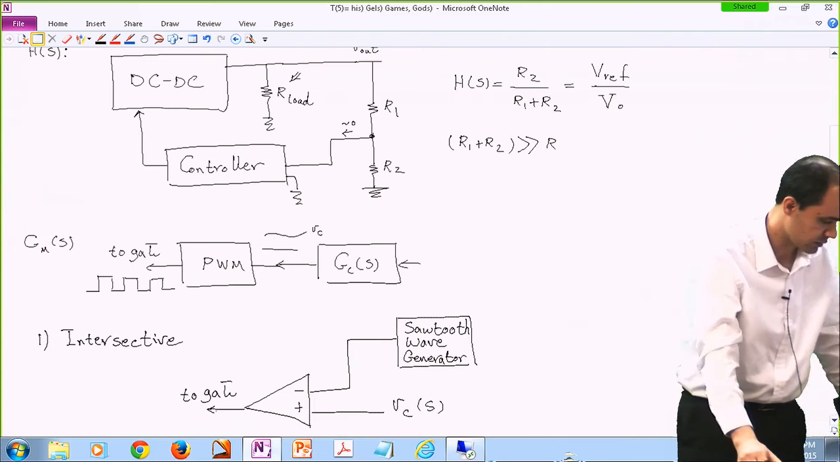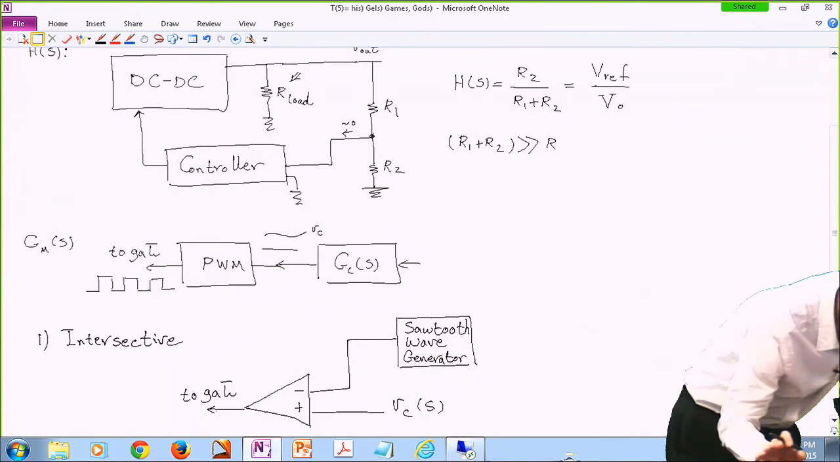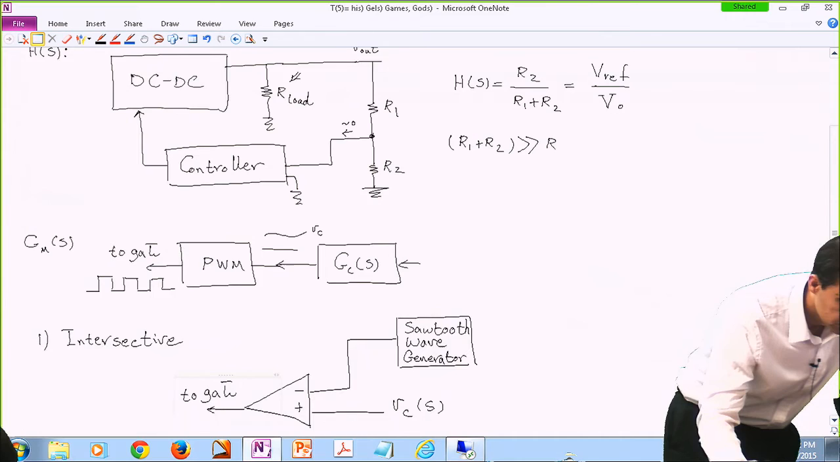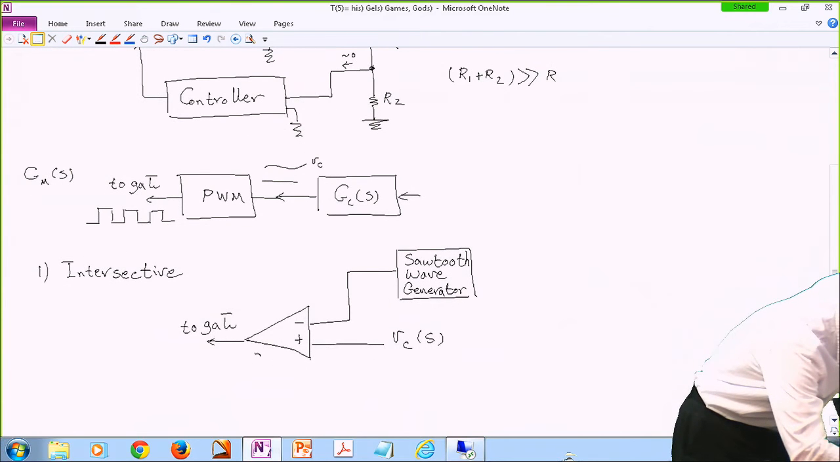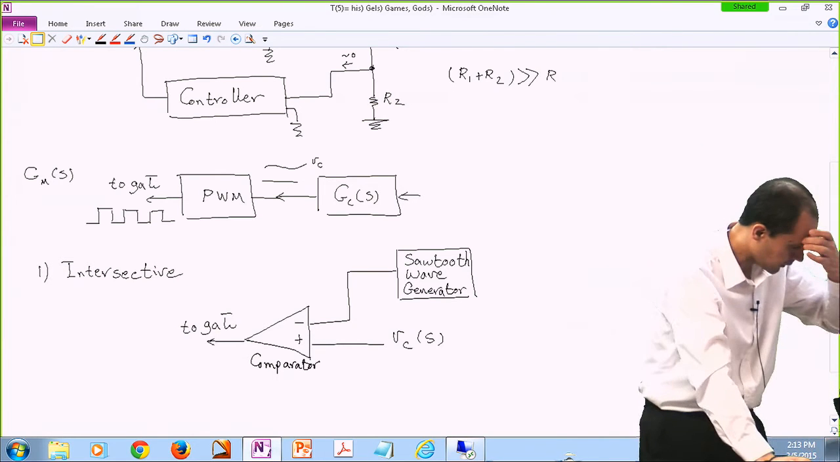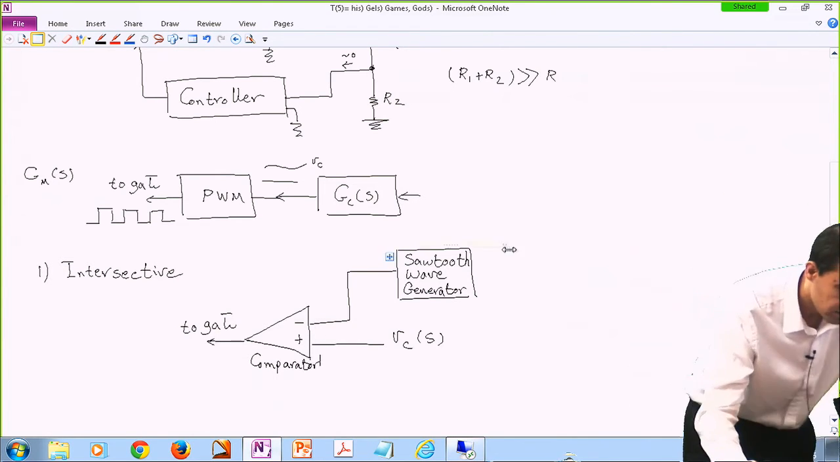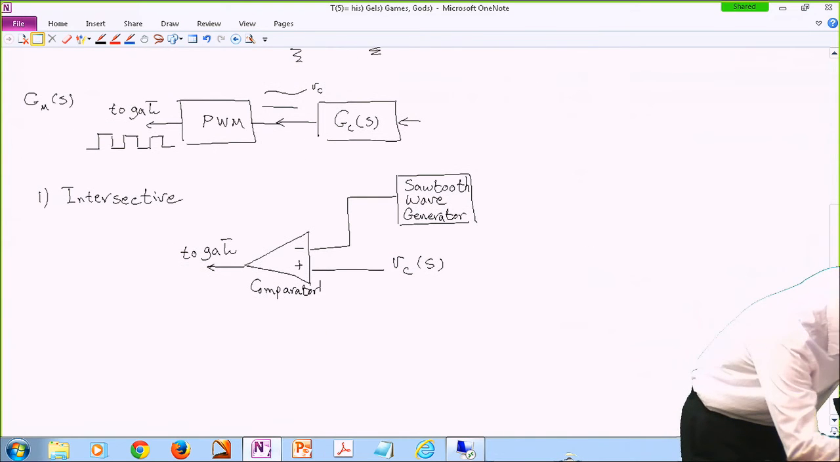Okay, something like this. It's very, very simple. This is just a comparator. Okay, I think we had this diagram before. Let's take a look at it one more time.